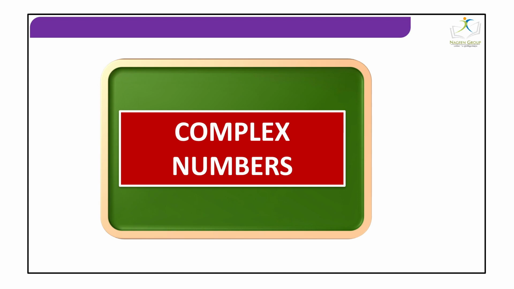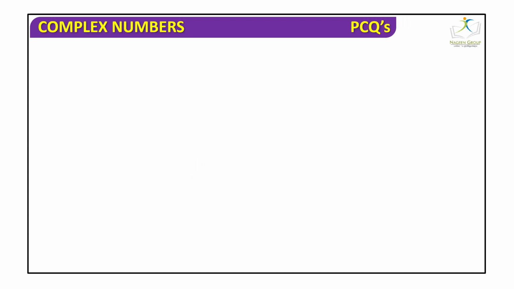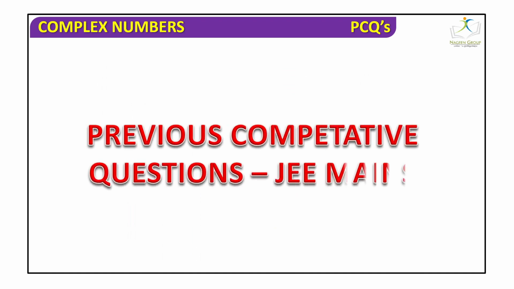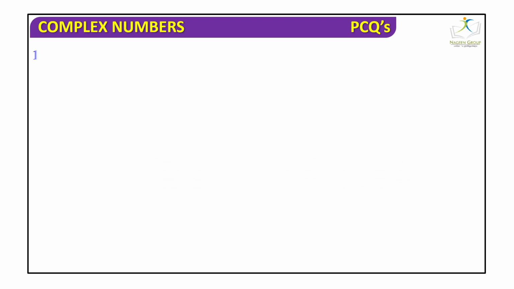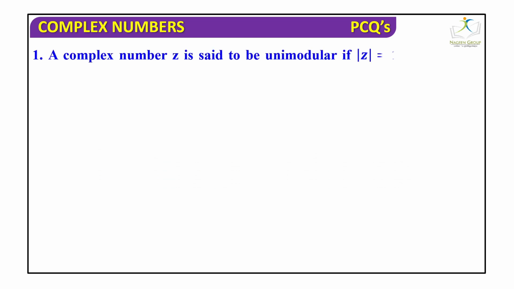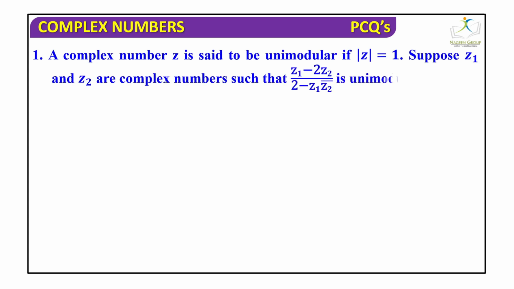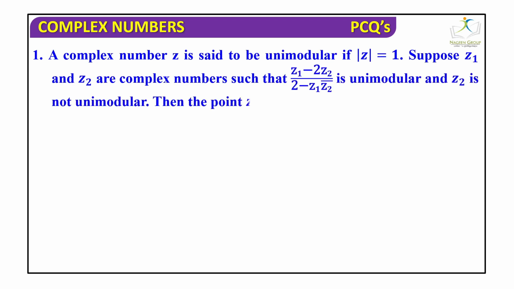Today we are continuing our chapter number 4, that is complex number. In the complex number we will deal with the previous year competitive questions from JEE Mains. Here we are dealing with the question number 1. These questions are from your previous year, so you get the idea of what type of questions will come in your next year exam. So without any delay we are continuing here.